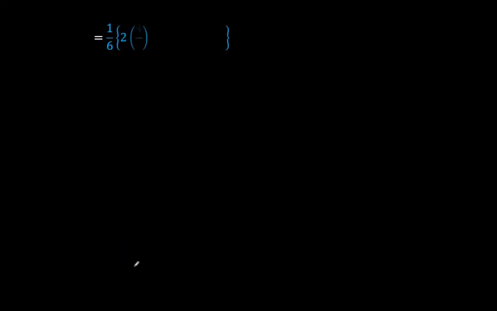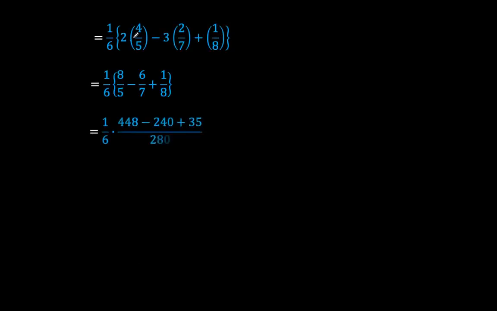And so as we continue, we can now multiply 2 by 4, we get 8 over 5 minus 6 over 7, 3 times 2 is 6 over 7, plus 1 over 8. And then the common denominator here is 280. 280 divided by 5, we get 56. 56 times 8 is 448, minus 280 divided by 7 is 40. 40 times 6 is 240, plus 280 divided by 8 is 35. 35 times 1 is 35.